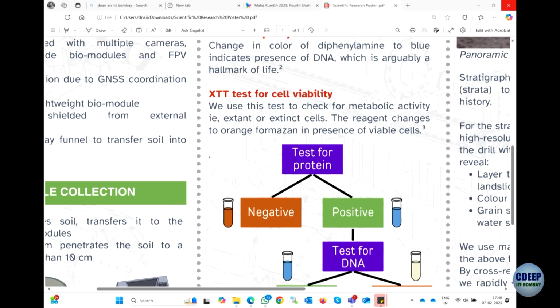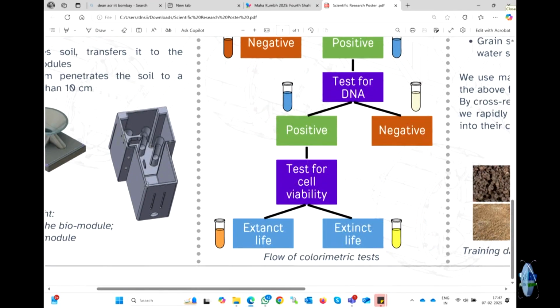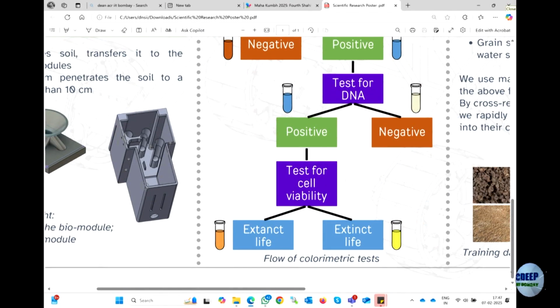So the last test that we look for is the XTT test, which tests for cell viability. In the presence of active enzymes in cells, the XTT, the trisodium salt, converts to a highly colored orange formazan dye. Again, the intensity of the orange color is directly proportional to the number of viable cells in the sample. If this test gives us a negative reaction, then we characterize the salt sample as having no extant life, and if we do get an orange color, then it is extant life.